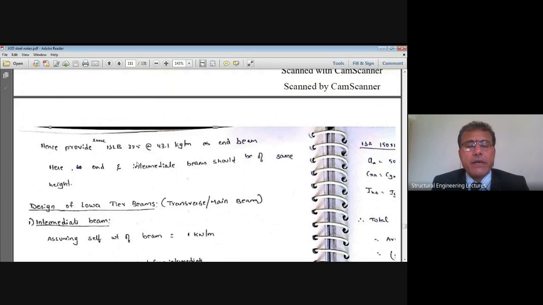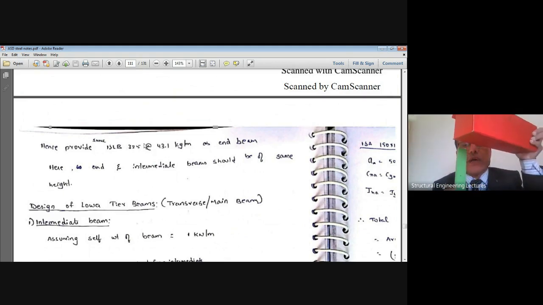Practically also, I cannot reduce the section from ISLB 325 to say some 300 or 275. Why? Because the columns are there. Therefore, all the columns will be stopped at one particular level.